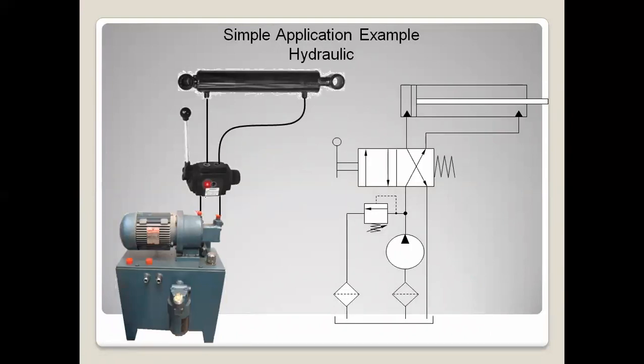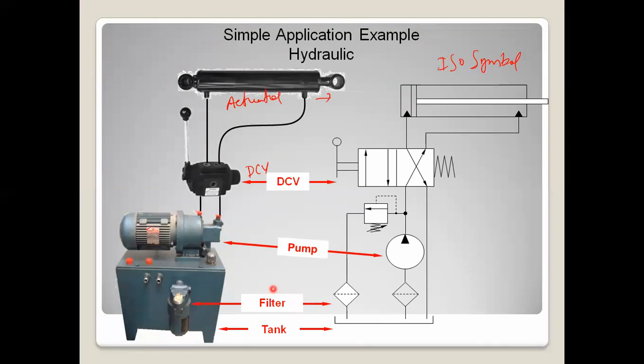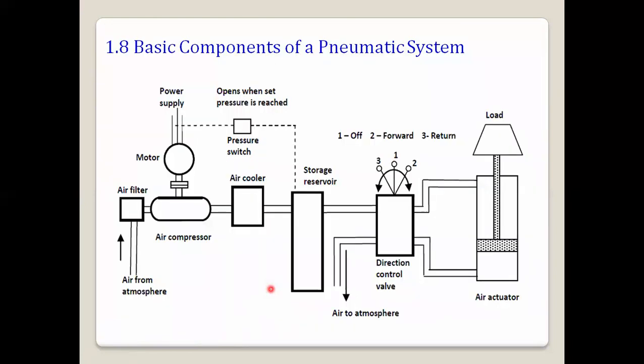So how it looks like here. Here in general you can see this is the power pack unit. Inside this only the pump, tank, pump, and this is the motor, then this is the direction control valve, and this is the actuator. And the same we can represent in ISO symbolic format. You can see the tank, filter, pump, DCV, actuator, all these are related.